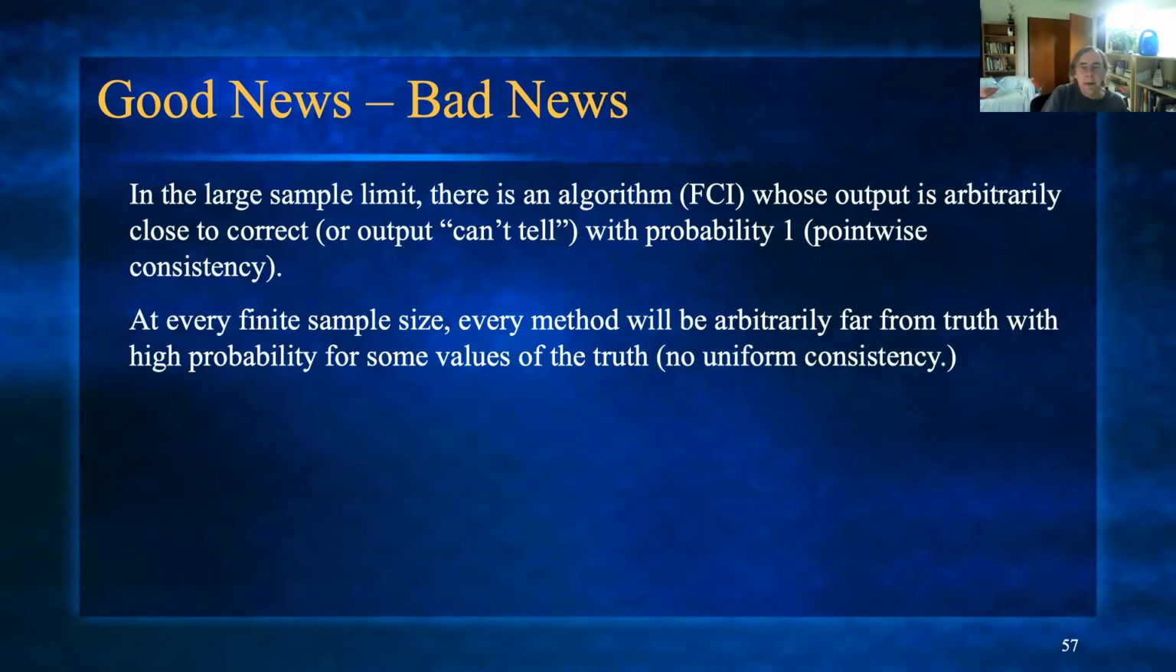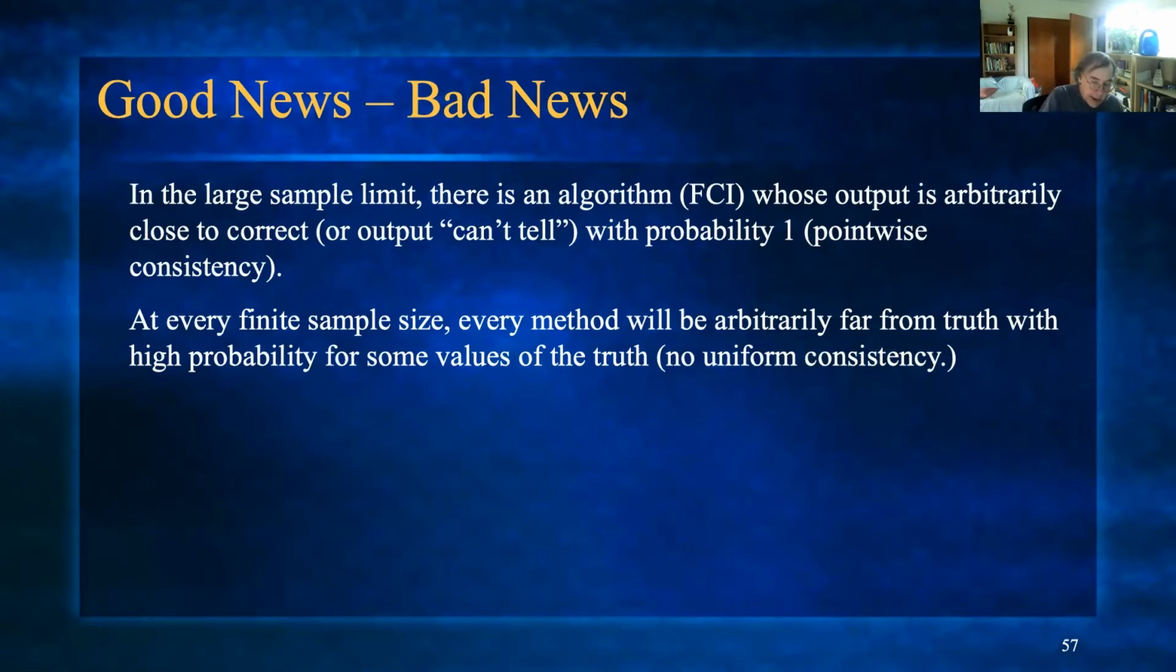In the large sample limit, FCI will give you a partial ancestral graph whose output is arbitrarily close to correct with probability 1. But it's not uniform consistency. And what that means is that at every finite sample size, there's some model that I can make so close to unfaithful that the algorithm will screw up and make a big error about what the actual output should be.